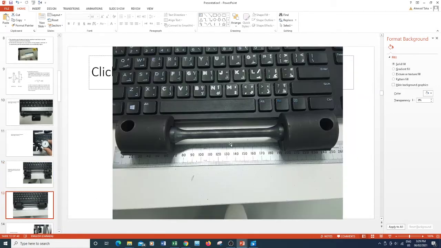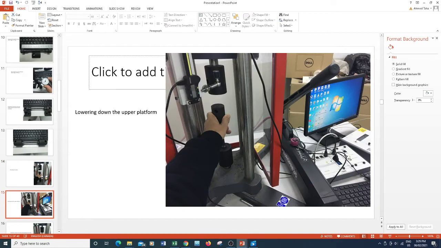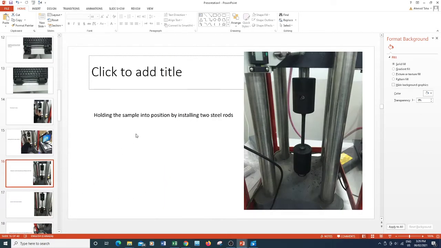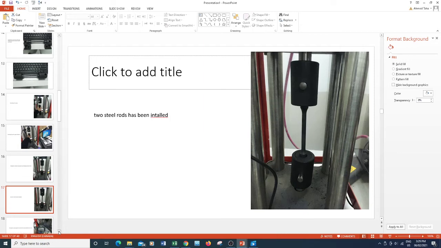Here we have already installed the gripping system, and we are mounting the sample inside the machine, and now we are lowering down the upper platform. The upper platform is lowered down by this handle, and now we are holding the sample into position by installing two steel rods. As we see here, we have installed the two steel rods.